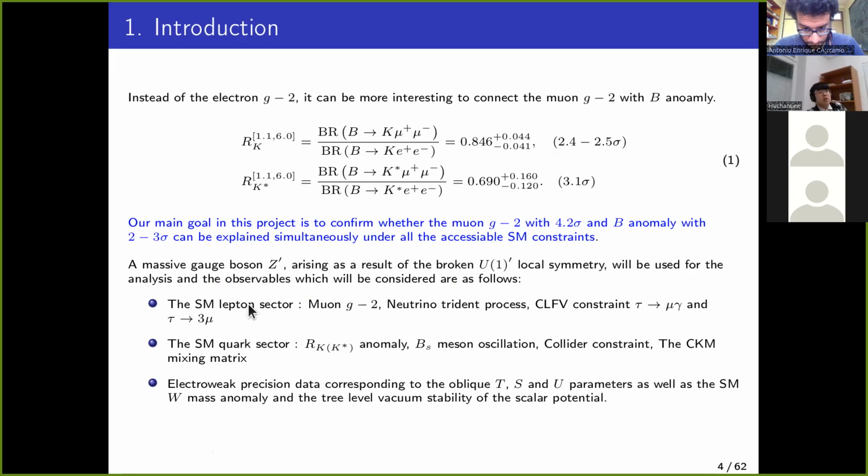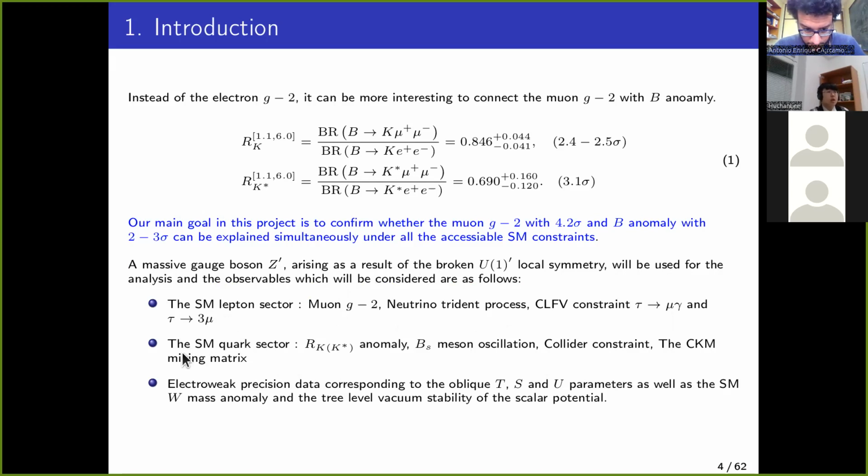The main tool used is a massive gauge boson Z-prime, which results from a broken local L_mu minus L_tau symmetry, and it will be used for the analysis. The observables which will be considered are as follows. In the standard model lepton sector, we will consider muon g-2, the neutrino trident process, and the charged lepton flavor violation constraints tau to mu gamma and tau to 3 mu.